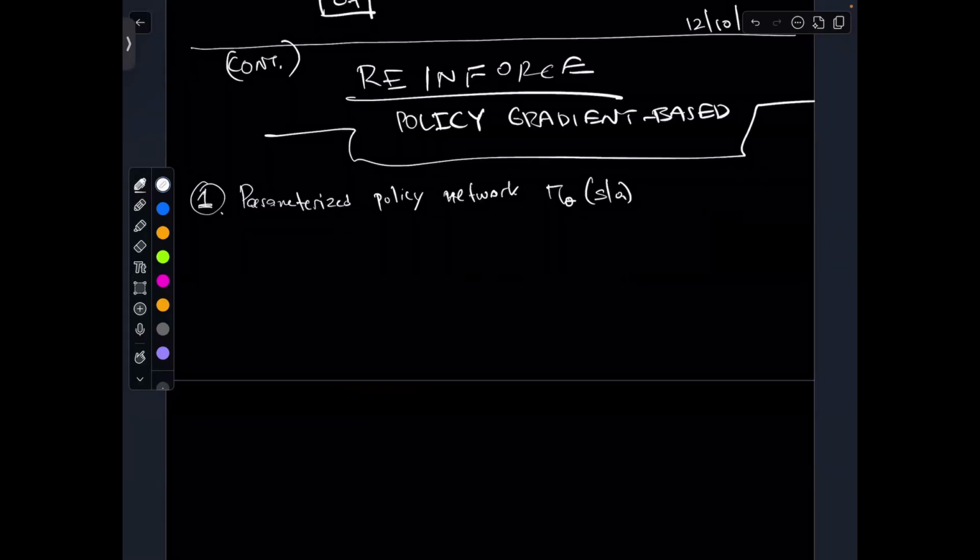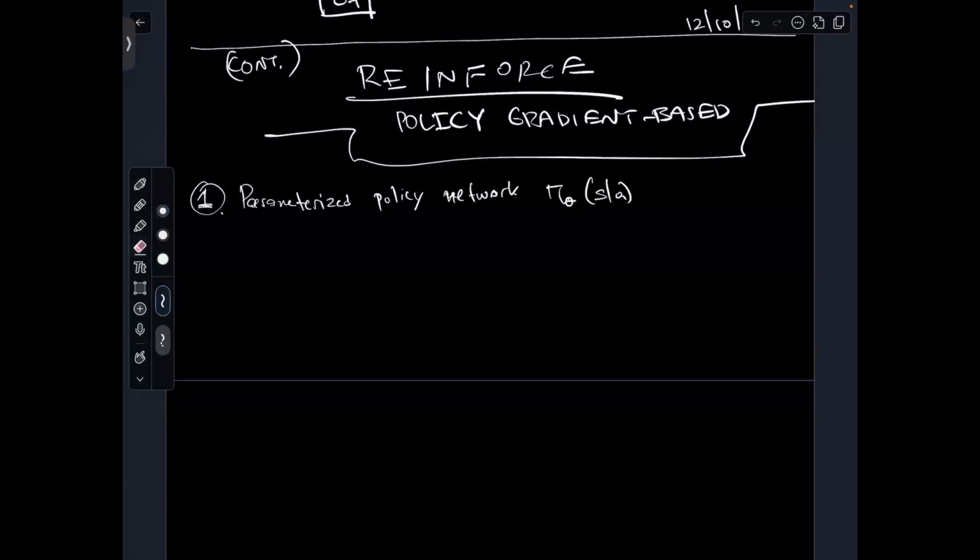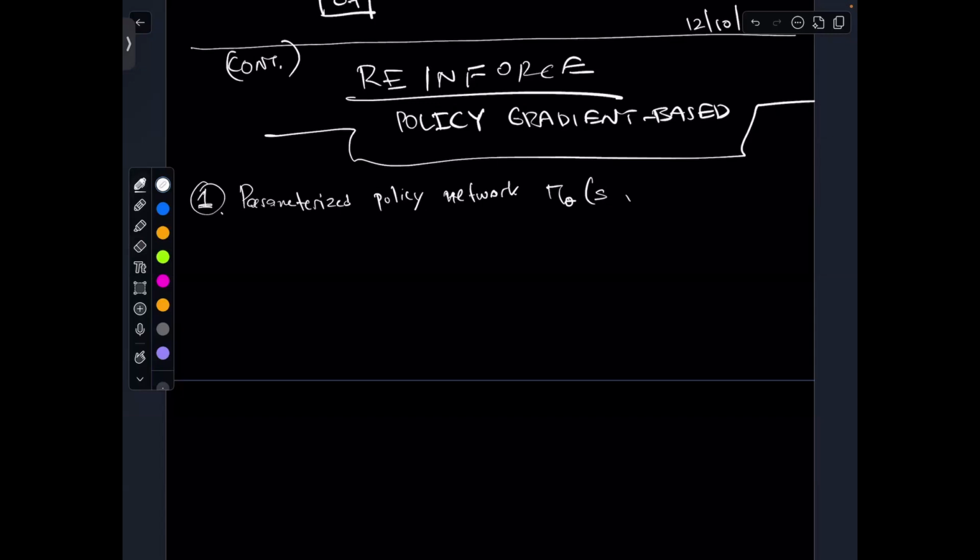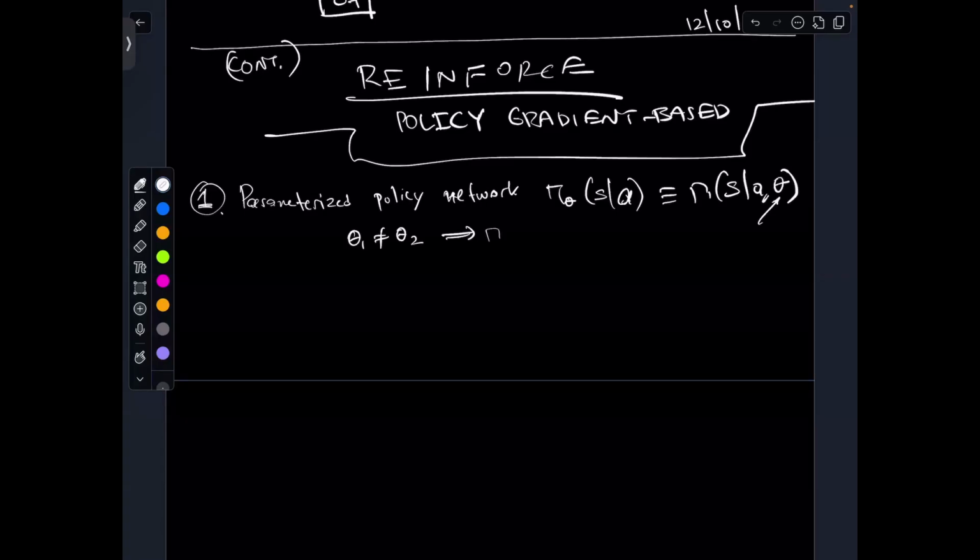I forgot the parameter here. Okay, I put the parameter. Sometimes you will also see this written as pi of s given a comma theta. If I change the parameters from theta 1 to theta 2, then pi of theta 1 is different from pi of theta 2, for obvious reasons.